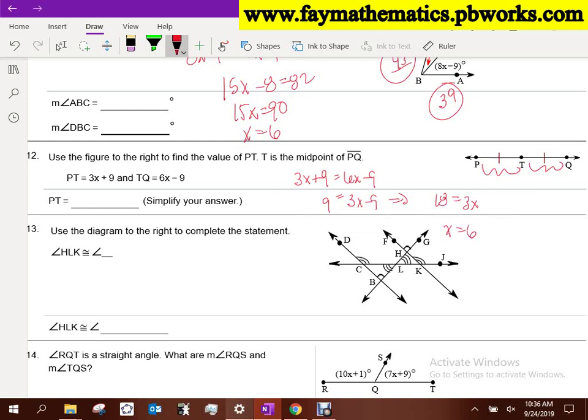Now they don't care what x is, they want what PT is, so I plug 6 into there. So 3 times 6 is 18, plus 9 is 27. Just double check. 6 times 6 is 36, minus 9 is also 27, and that guarantees, because they're both the same, that I've done things correctly.